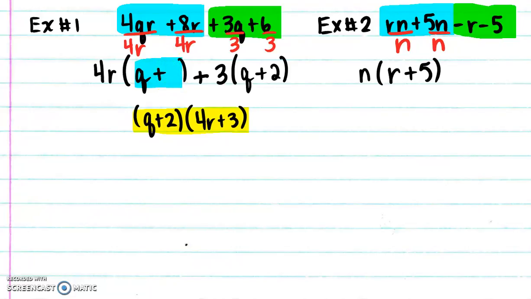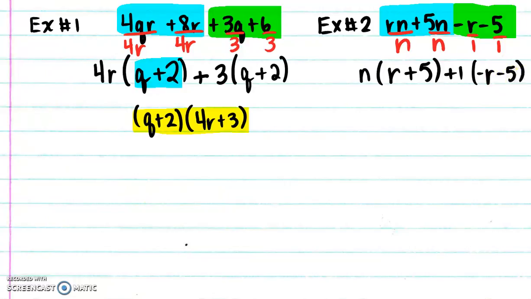If we take out a 1 here, because r and 5 are only common by 1, if I divide out a 1 here, that would be a positive 1 that I would bring out. Negative r divided by 1 is negative r. Negative 5 divided by 1 is negative 5.